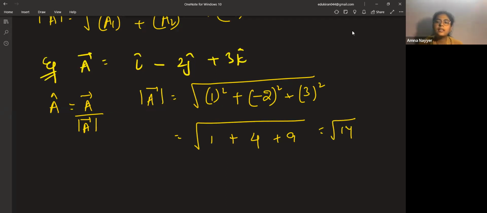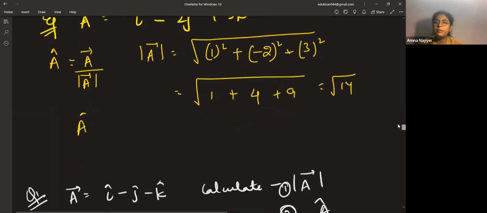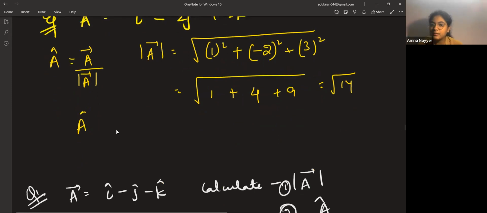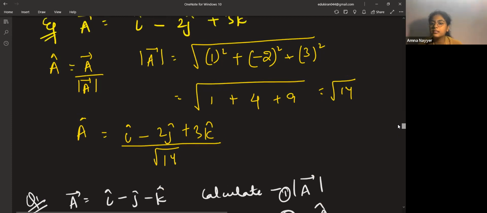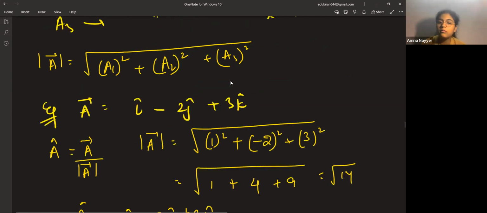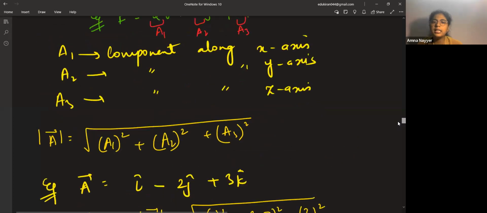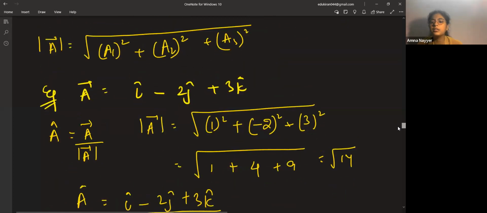So see what our answer has now become. A cap, the unit vector, will be the vector as it is, I cap minus 2j cap plus 3k cap, divided by its magnitude. I have obtained the unit vector of the vector. This is how we solve the questions. One more question we'll see, but before that, note down this part. Till here, you all have written. From here, note.